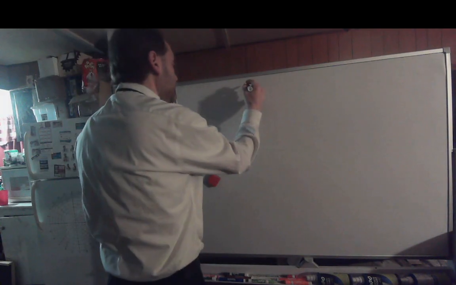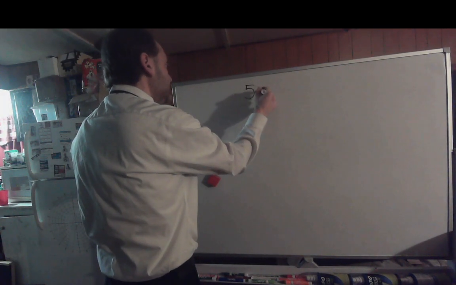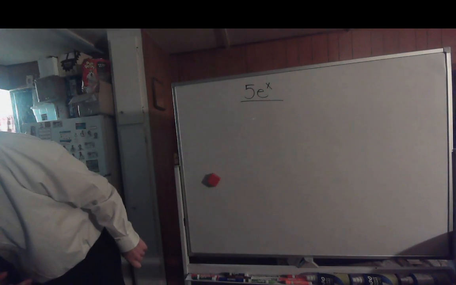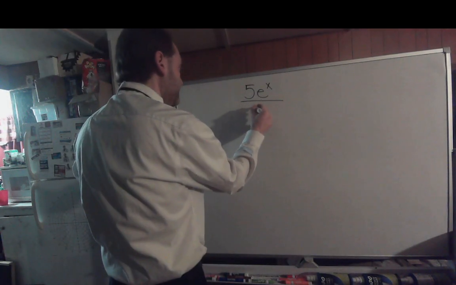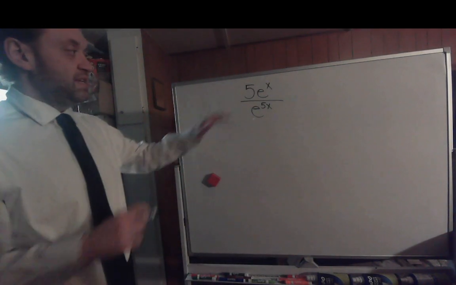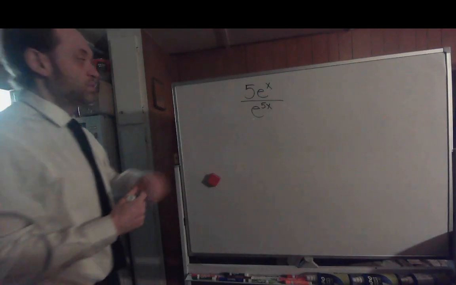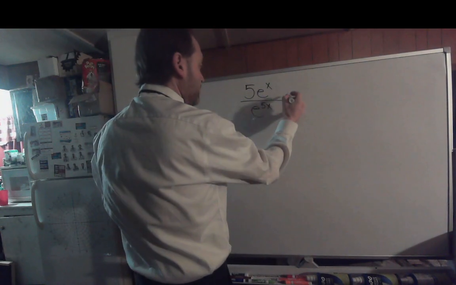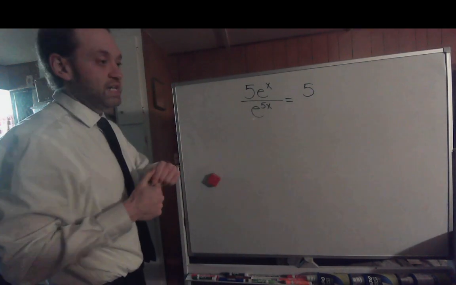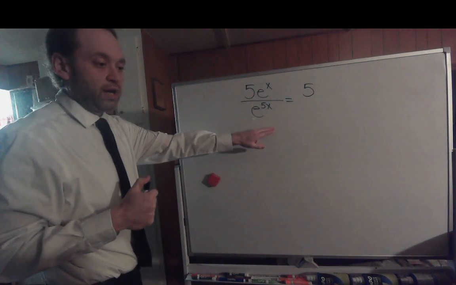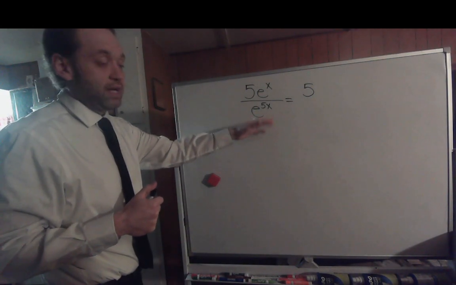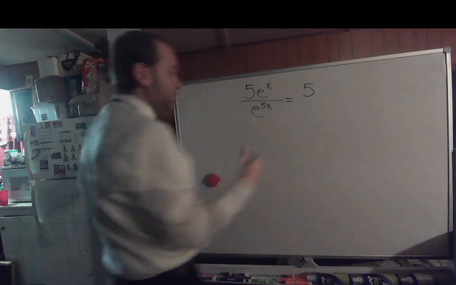All right, let's see. 5e to the x divided by e to the 5x. So we have 5e to the x over e to the 5x. Well, the 5 stays in the numerator, right? You'll have 5 in the numerator, but since the power in your denominator is greater than that of the numerator, the power on e is going to favor the denominator. So 5x minus x is 4x.